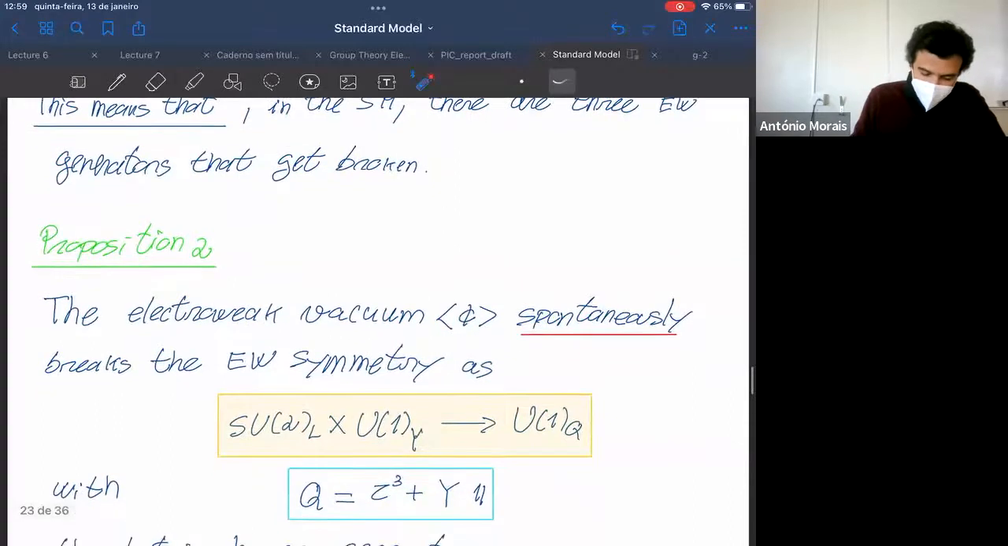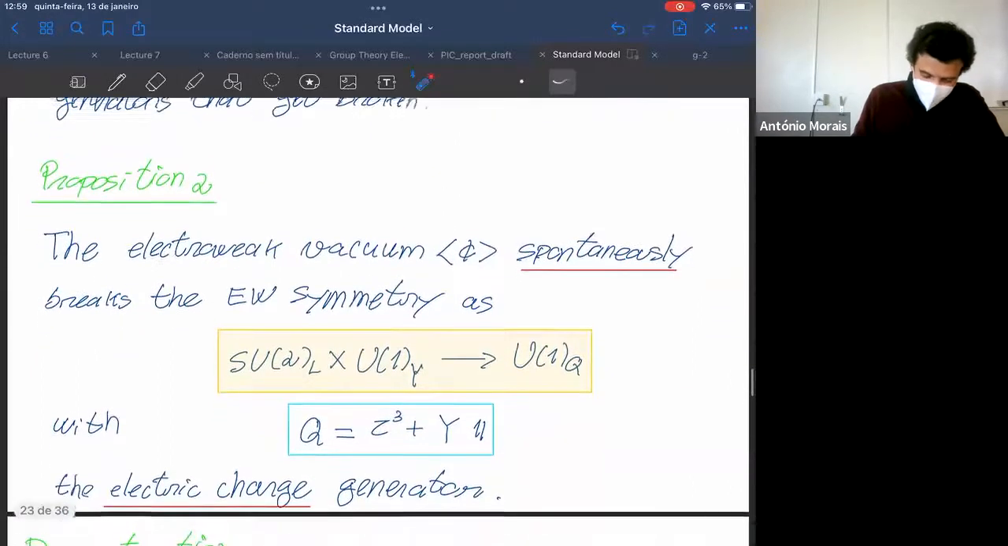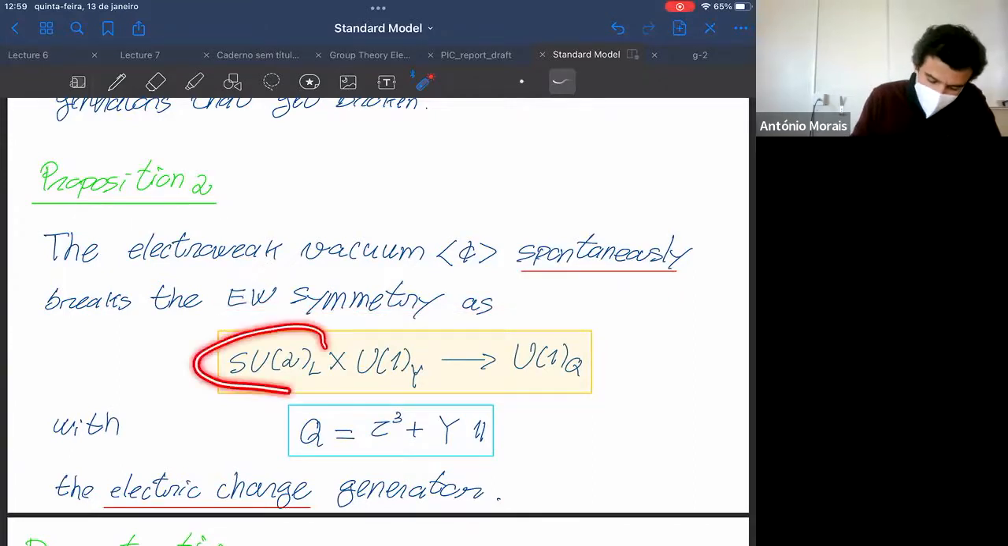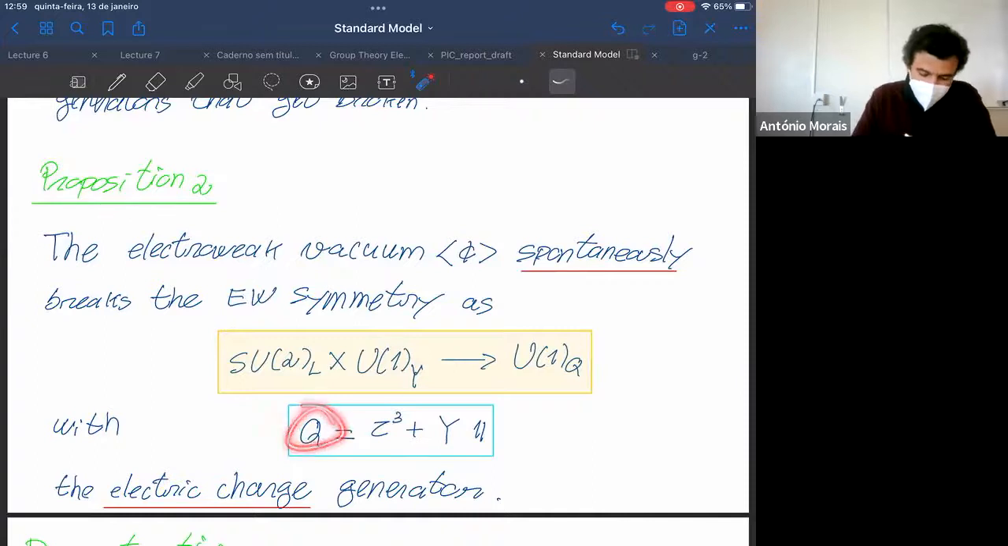So the second proposition, which is an important result, is that the electroweak vacuum spontaneously breaks the electroweak symmetry in the following way: SU(2) cross U(1) down to U(1)_Q, where Q is the electric charge generator given by tau 3 plus Y. I'm putting here an identity matrix because these are matrices, just to recall.